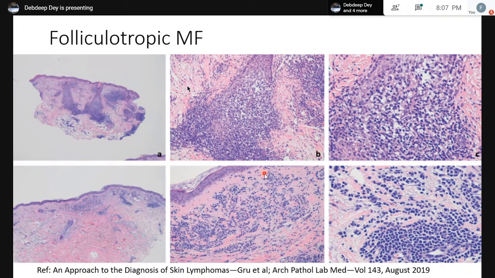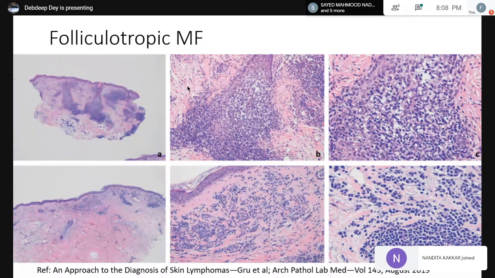The next we come to is folliculotropic MF. Now, I've picked on this one because sometimes this is notoriously mistaken for folliculitis or follicular mucinosis. So it's important to know about this entity, more so because it has a very aggressive prognosis. So you've got these two hair follicles, which show a very dense lymphoid infiltrate, but there is no epidermotropism. The epidermis is completely spared. Here, more of these atypical lymphoid cells infiltrating into the epidermis.